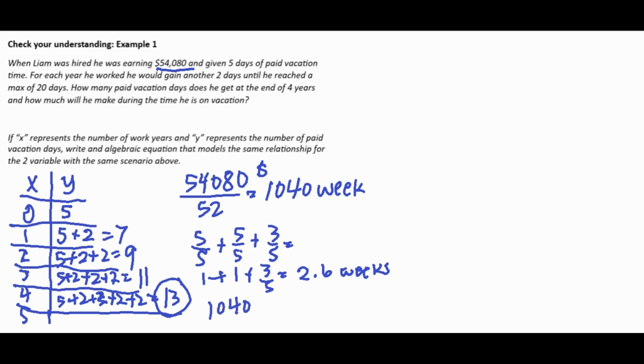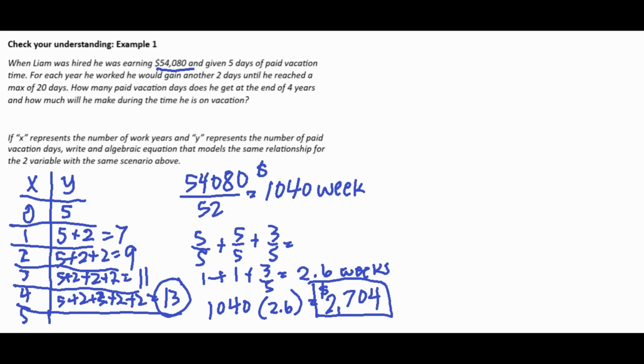So if we take that $1,040 and we multiply that by the 2.6 weeks of vacation, he's going to end up getting $2,704 in paid vacation time from his weekly salary.